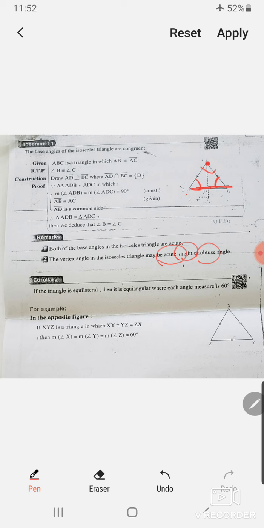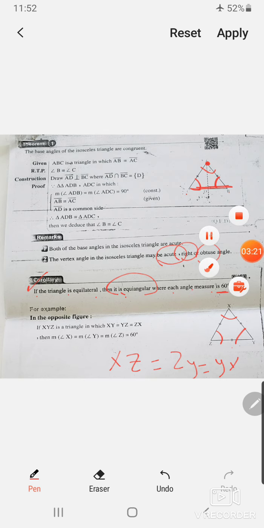What about the equilateral triangle? As I said, in an equilateral triangle all sides are equal. Here you have XZ equals ZY equals YX. So each angle, measure angle Z equals measure angle Y equals measure angle X, which is 60 degrees. So this is the corollary: if the triangle is equilateral, then it is equiangular, where each angle is 60 degrees.